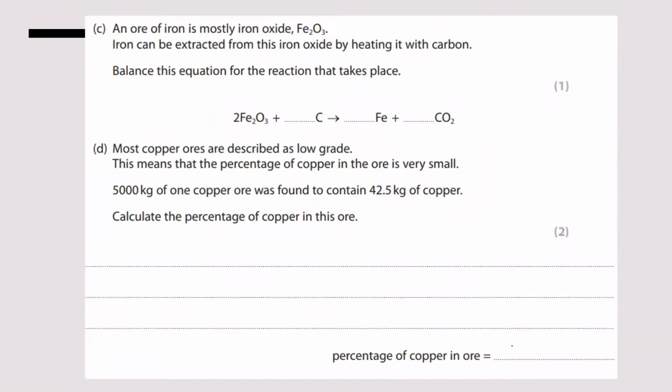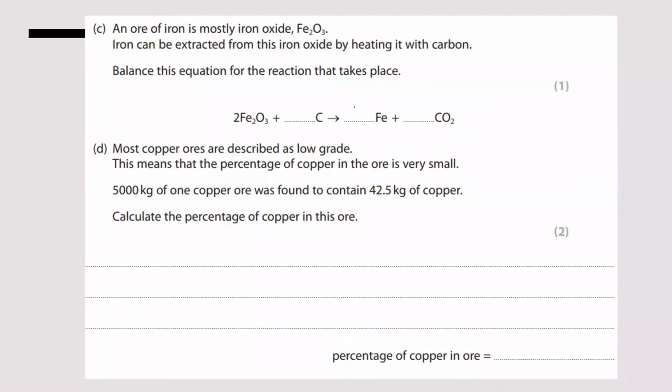An ore of iron is mostly iron oxide, Fe2O3. Iron can be extracted from this iron oxide by heating it with carbon. Balance this equation for the reaction that takes place. So it's a balancing equation. Fe2O3 plus something carbon gives something iron plus something carbon dioxide. Remember, what's on the left has to equal what's on the right.